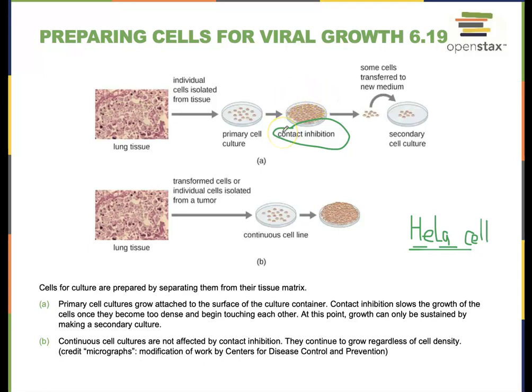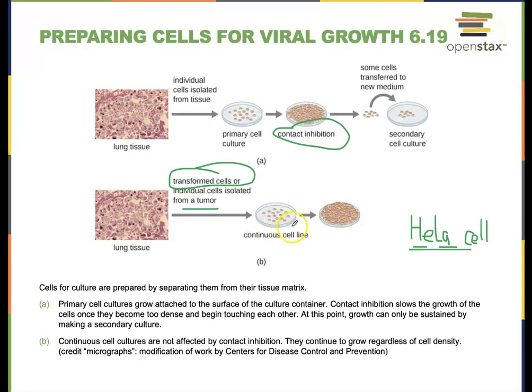So for culturing virus, this may be fine, but it's better to have more cells, right? So some of these cells are transferred to a new medium and you get a secondary culture. And so you can just keep the line going like this, right? You can keep making more plates of cells. In transformed cells, the word transformed here means they're cancerous. Okay, so this is a cancerous cell, and they are from a tumor. And so in Henrietta Lacks's case, it was from her cervix.